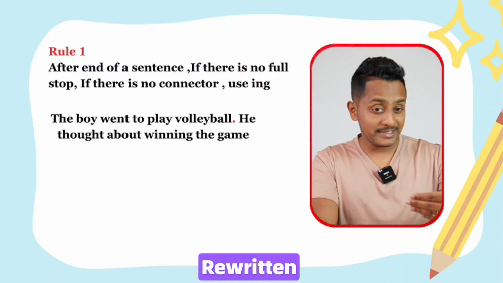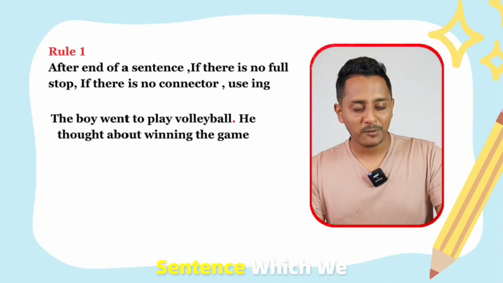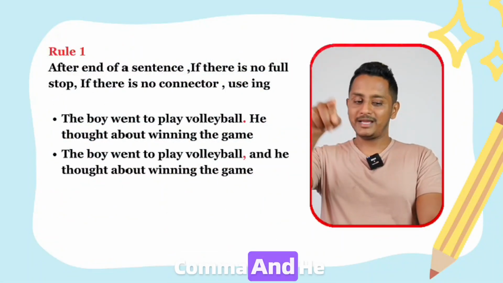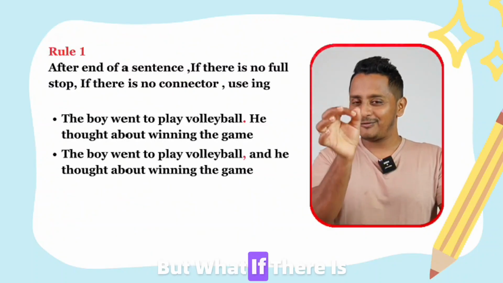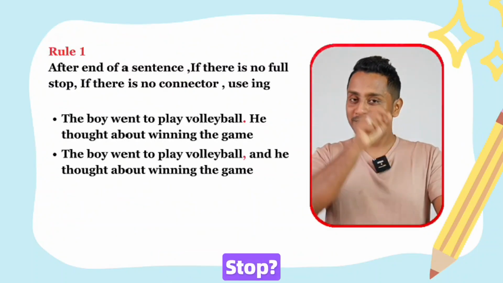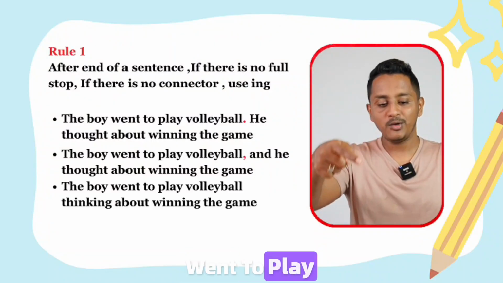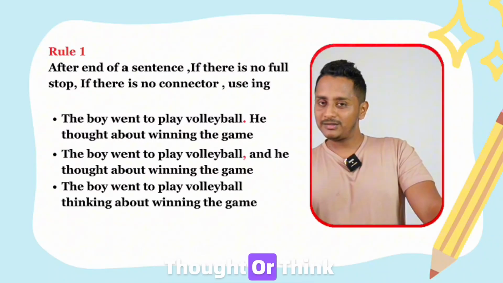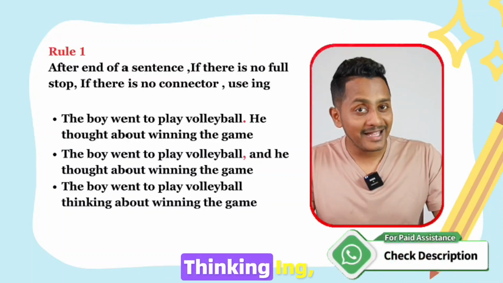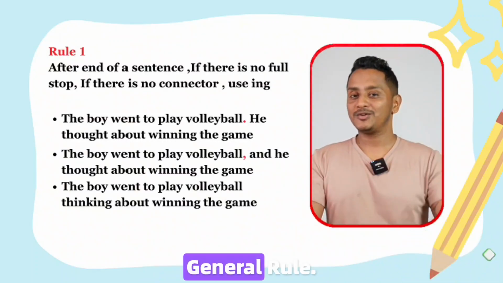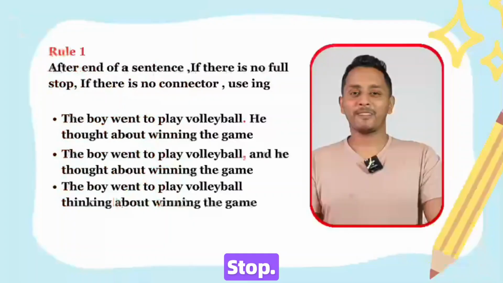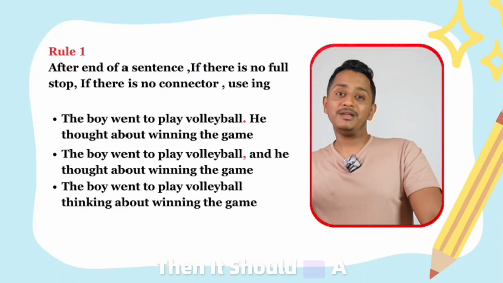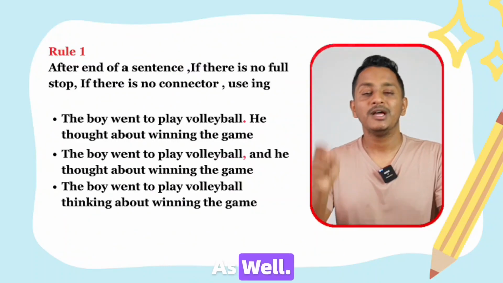This can also be rewritten something like this, which is a compound sentence, which we will write in summarize written text. The boy went to play volleyball, comma, and he thought about winning the game. So this is also perfectly fine. But what if there is no and, what if there is no full stop? Then you're going to use ing, meaning the boy went to play volleyball and he thought. The thought or think will be converted into thinking, ing, thinking about winning the game, and this is a gerund rule. Very simple. I'll again explain it to you. If you think the sentence is ending, it should be a full stop. No, they have not put a full stop. Then it should be a connector to continue. They have not used a connector as well.